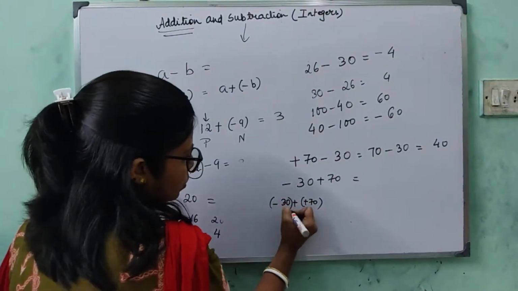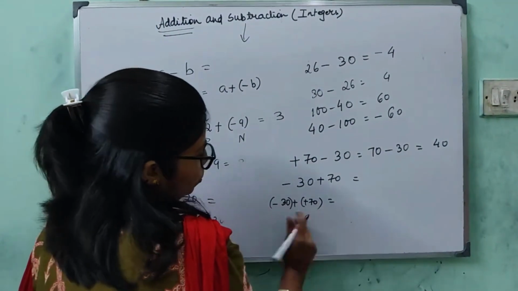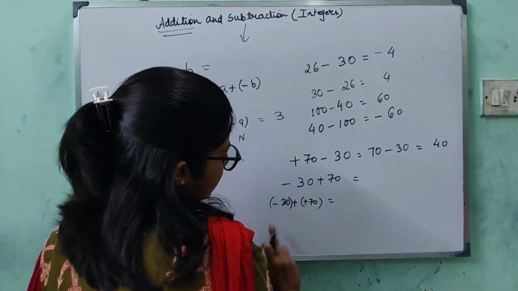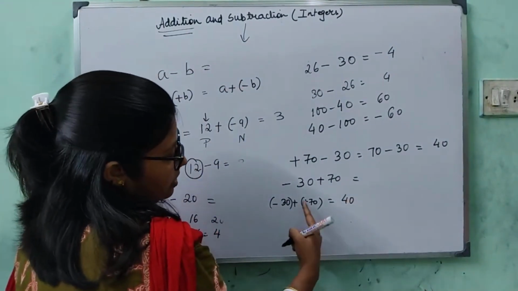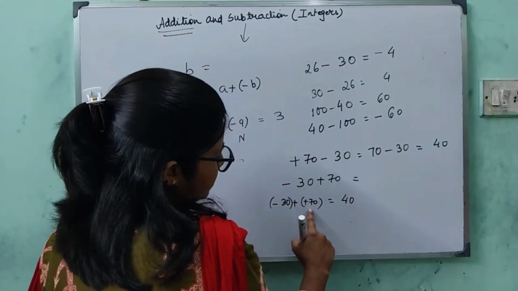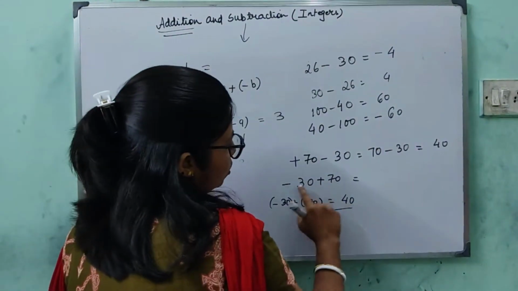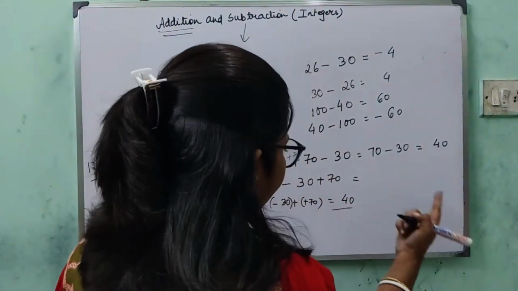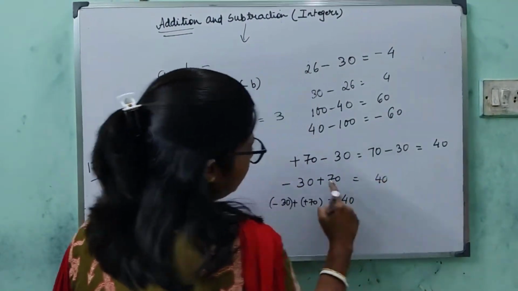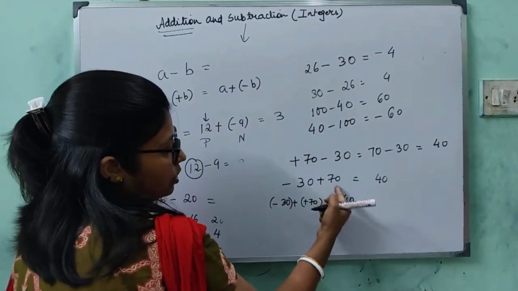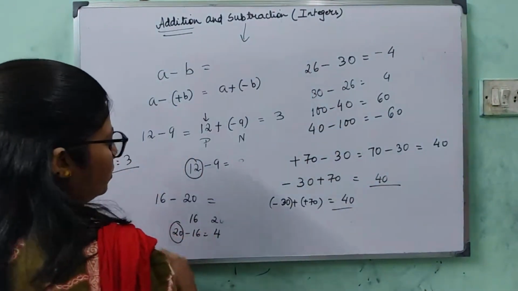Okay, so it is now in the form of an addition sum. So minus 30 and 70. So the difference is 40. Now what is the sign of 70? Because 70 is more than 30, the sign of 70 is plus. So plus 40. So here you see two different signs, means it's a subtraction problem. So we will do minus first. 70 minus 30 is 40. Because 70 is more, the sign of 70 is plus. So plus 40 or simply 40. Okay.